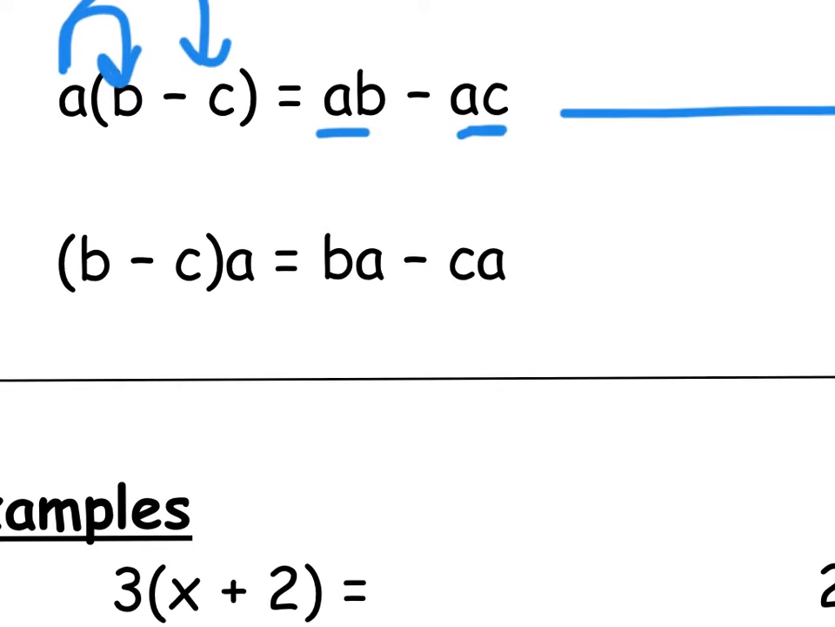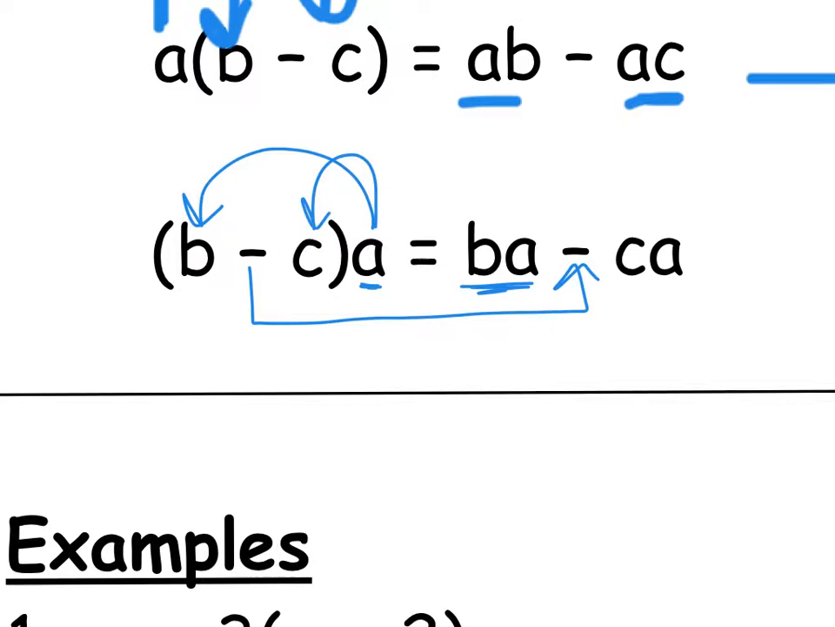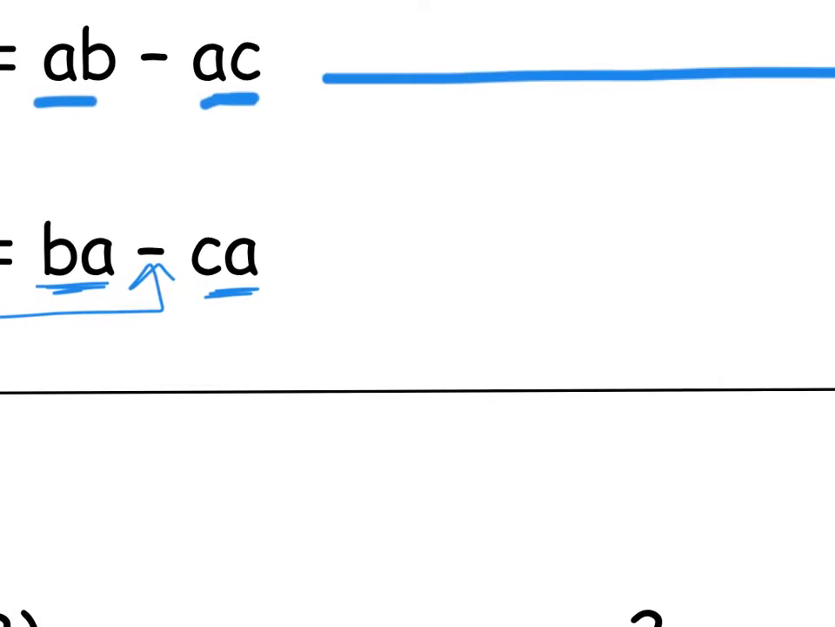Look at our last example. Again, our A has moved to the back, which is completely okay. No big deal there. We're still going to multiply it by both terms inside the parentheses. So we're going to do A times B, which gets us BA. Notice our subtraction sign comes to follow. We're going to do A times C, which gets us CA. Looking directly next door.